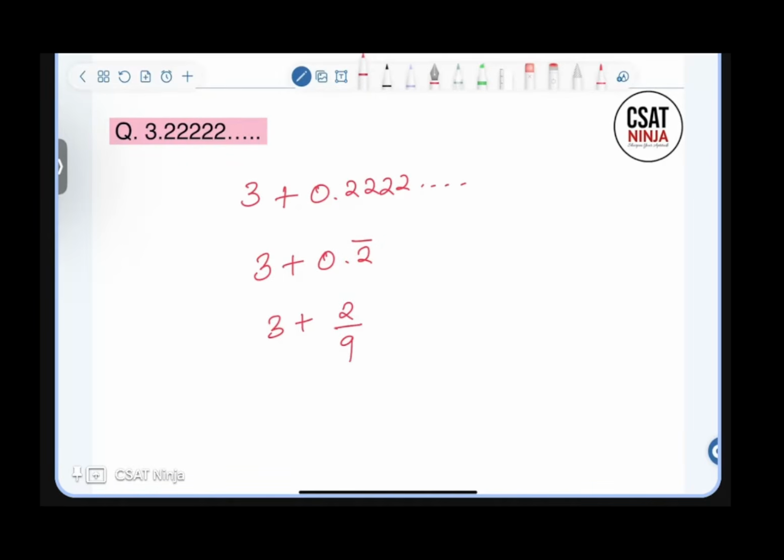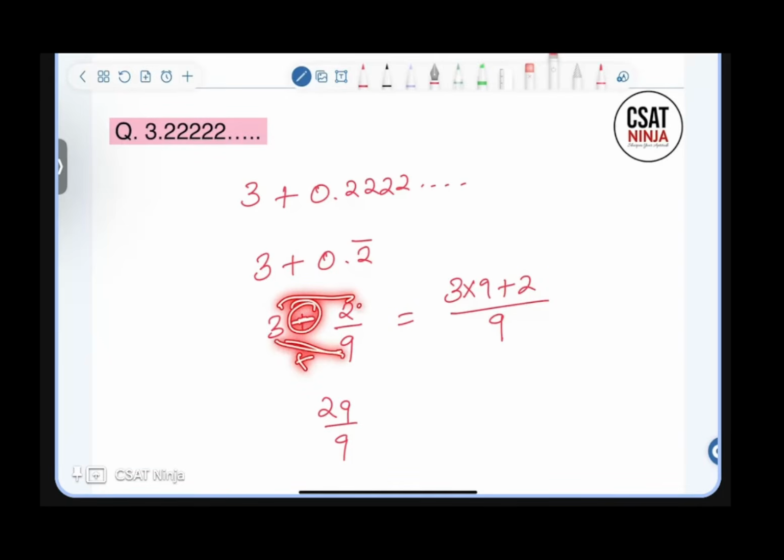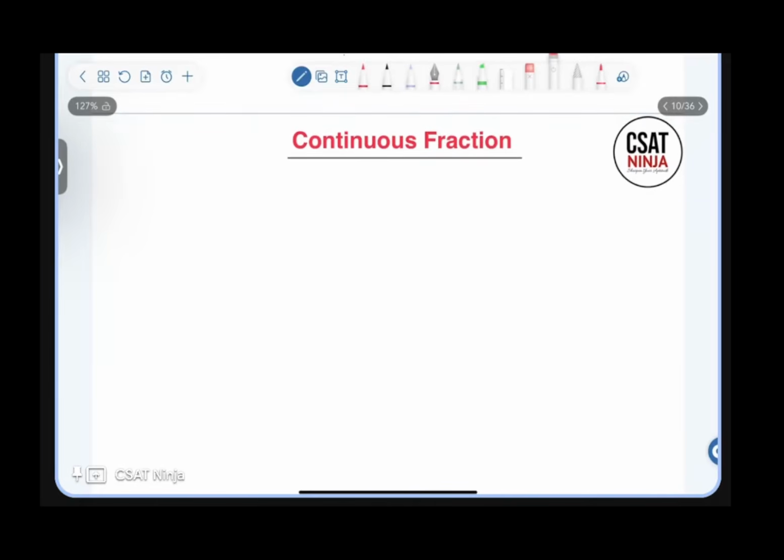So if you have a number like this, you treat it like a mixed fraction. 9 3s are 27, 27 plus 2 is 29 divided by 9. Or if you don't follow that, the LCM here is 9, and 3 into 9 plus 2. Whenever you see this kind of expression, you treat it as a mixed fraction: you multiply this 3 by 9, and after that add this number. If there was a minus sign here, you multiply and then subtract this number. That's how we solve a bit faster than usual. Are we clear with this? So that's the answer there. Now let's discuss continued fractions.